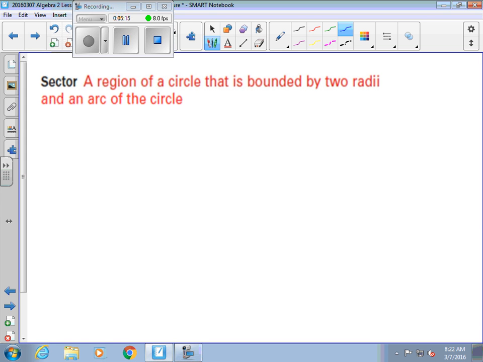A sector is a region of a circle that is bounded by two radii and an arc of the circle. Again, think of a sector. If you're talking about the area of a circle, you know you have to know what the radius is. The area of the whole circle is pi times radius squared. That's a formula we've been using for a long time. That's of a whole circle.